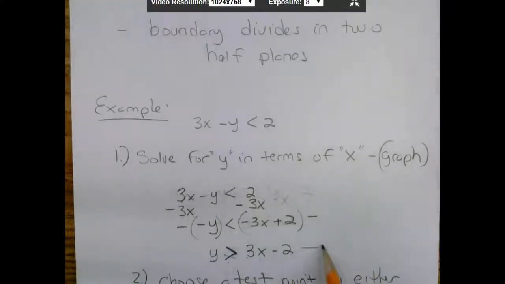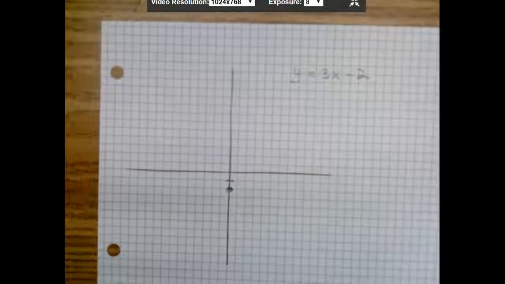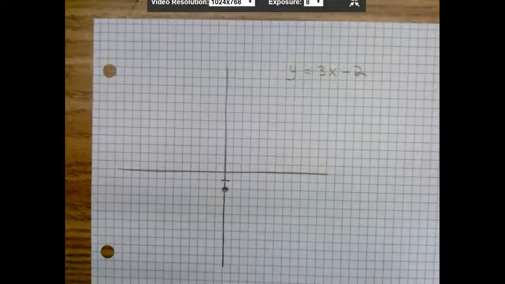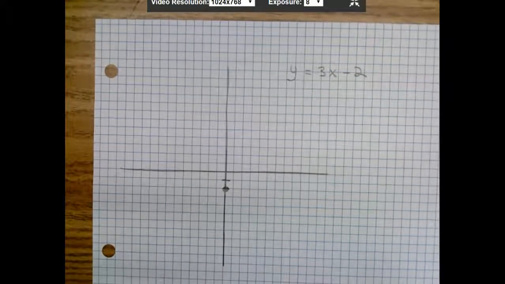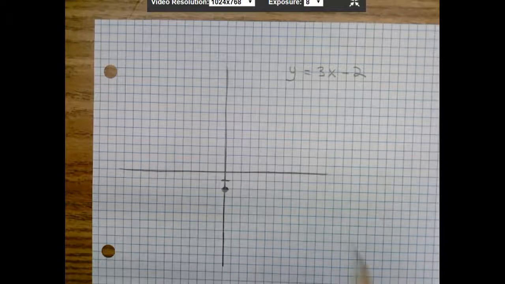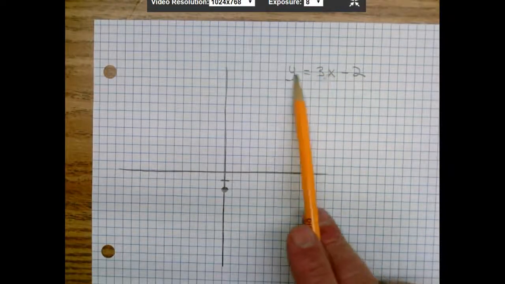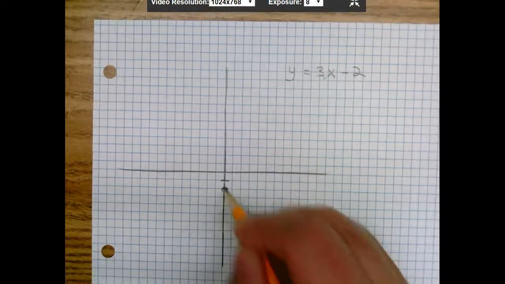And then we're just going to change that into a linear equation, so y equals 3x minus 2. So we kind of got that, and then we're going to graph this. So let's take that piece of graph paper here. Here's the equation, y equals 3x minus 2. And then we solve for the y-intercept. Where is it going to cross the y-axis? Well, it's going to cross the y-axis where x equals 0. So we plug in 0 for x. That becomes 0, so y is negative 2. That's one of our points.